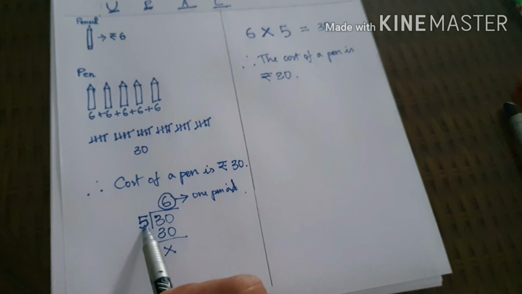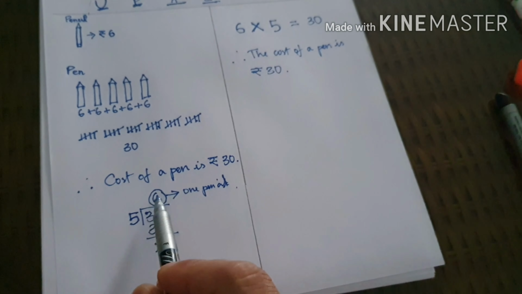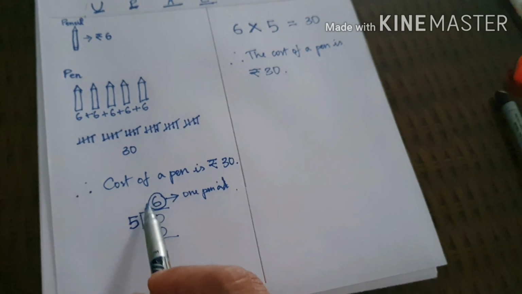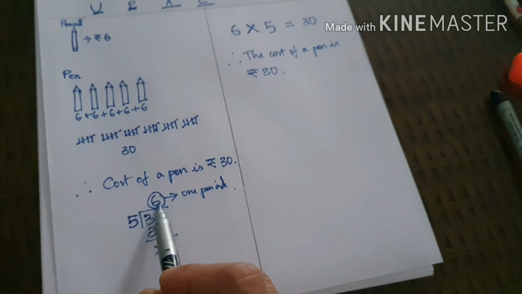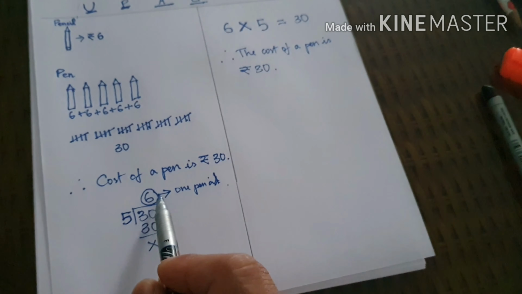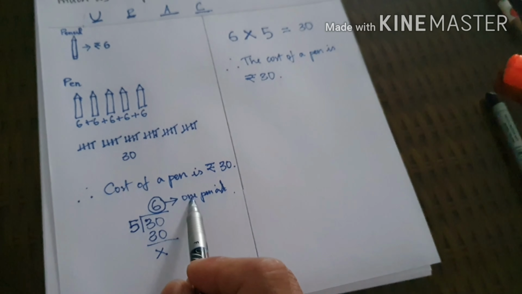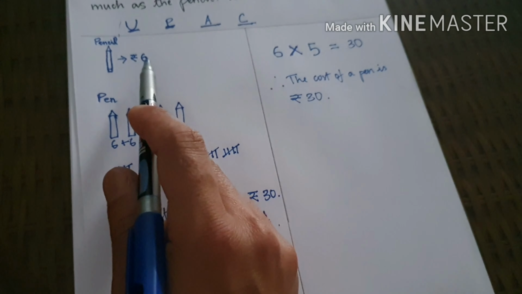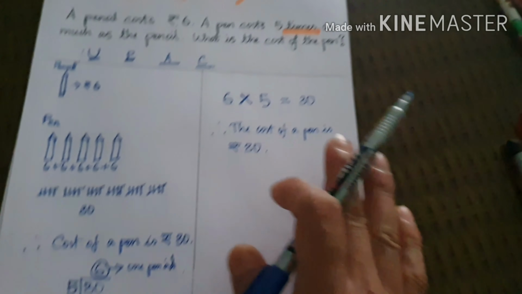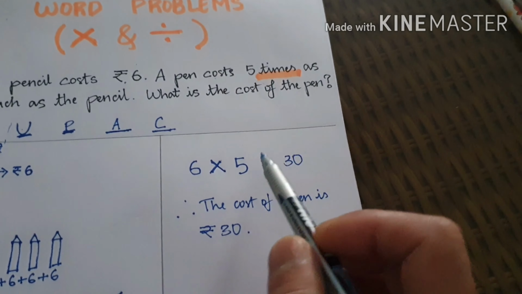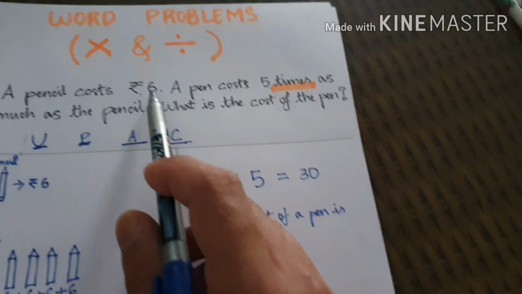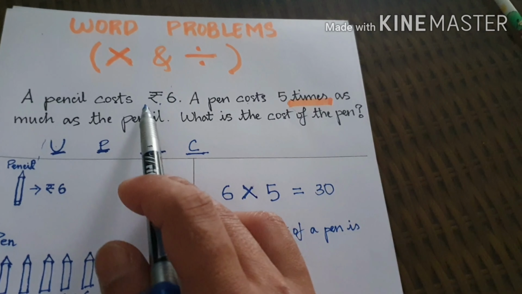There were 5 pencils. I need to find out the cost of one pencil. So when I did that, 6 was my quotient, which is the price of one pencil. So that's correct.